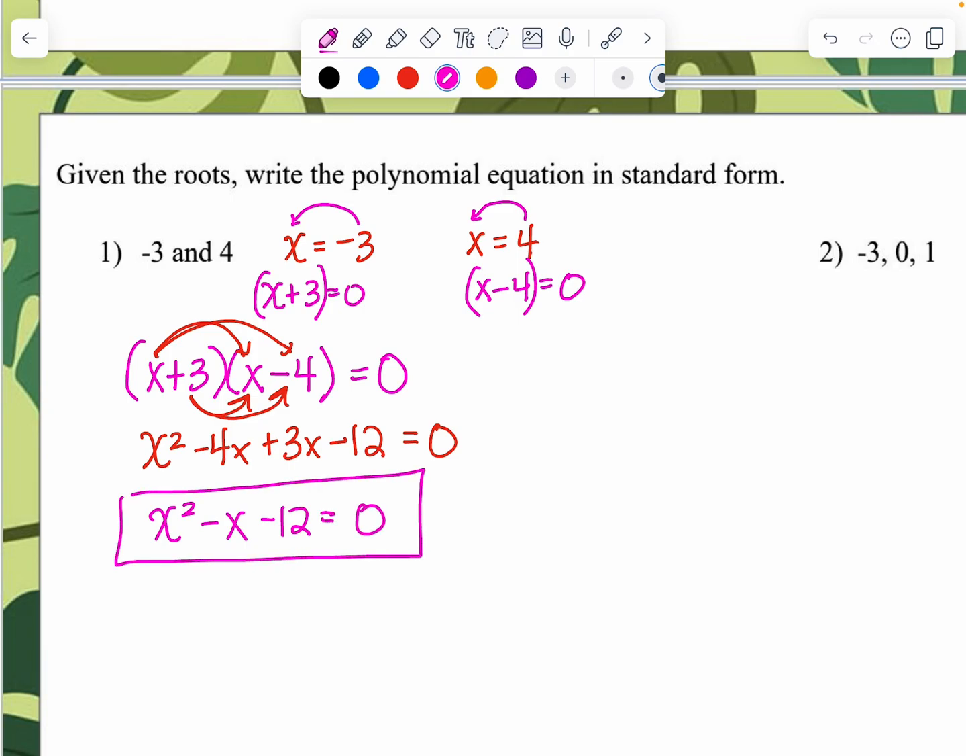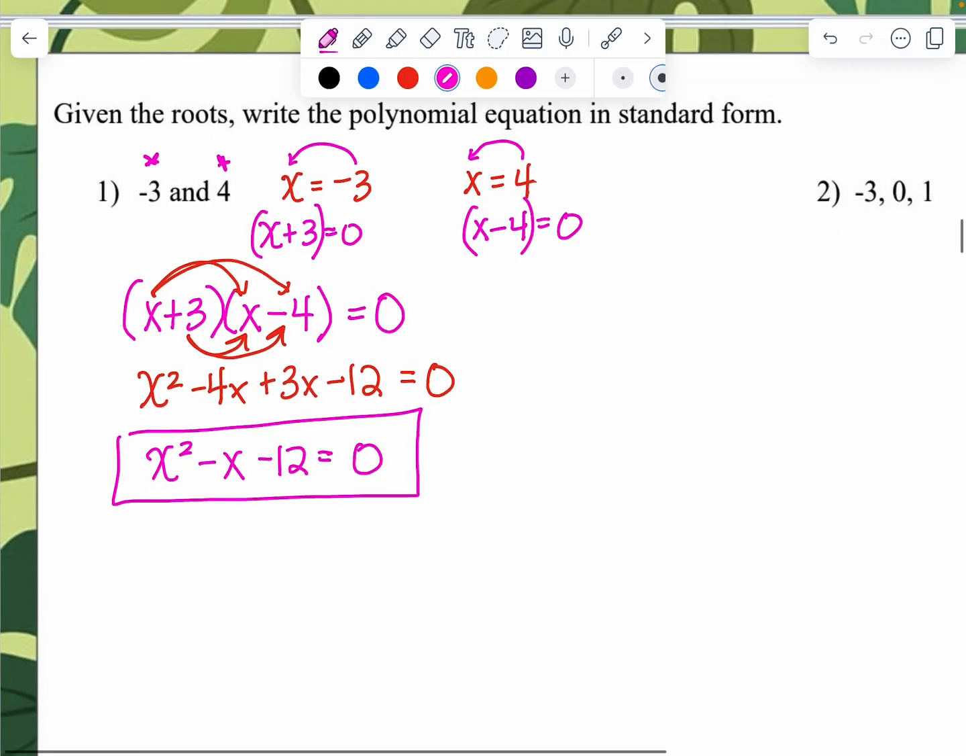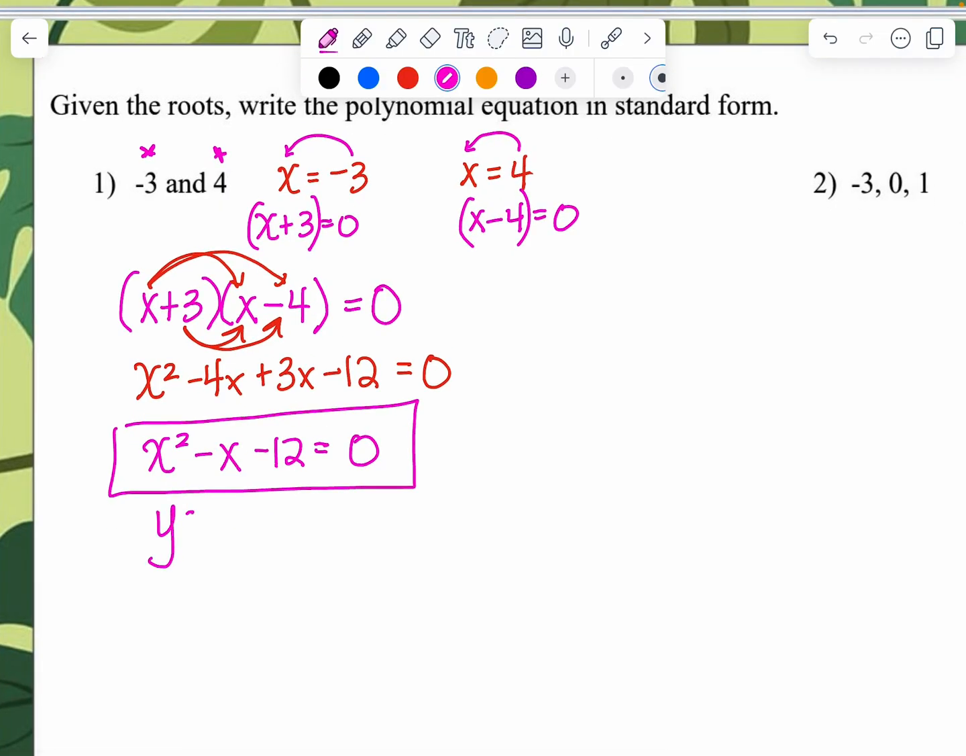What I'd really like you to do right now is pause this video and graph this function in Desmos and make sure that you see where this function crosses the x-axis at negative 3 and positive 4. Another way we could write this is y equals x squared minus x minus 12. These two things mean the same thing. All right, let's do it again.